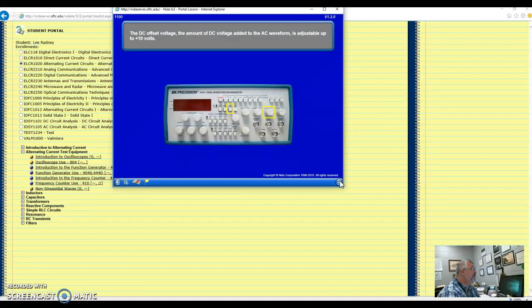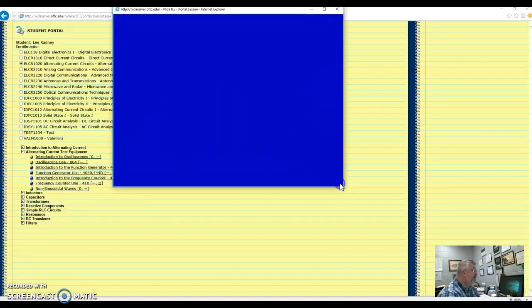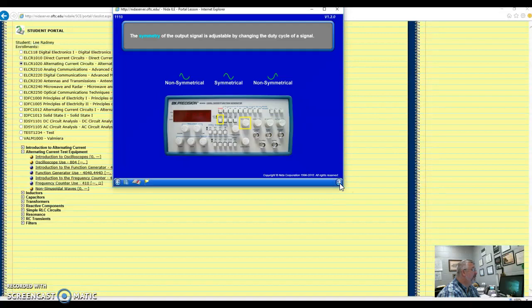And the DC offset voltage, the amount of DC voltage added to the waveform, is adjustable up to 10 volts. And we'll see that when you do the experiment. But basically, it's moving the AC to where it can potentially become DC. In other words, typically when we look at an AC sine wave, it's split right down the middle. But we can shift it more positive or shift it more negative, and that's the DC offset.